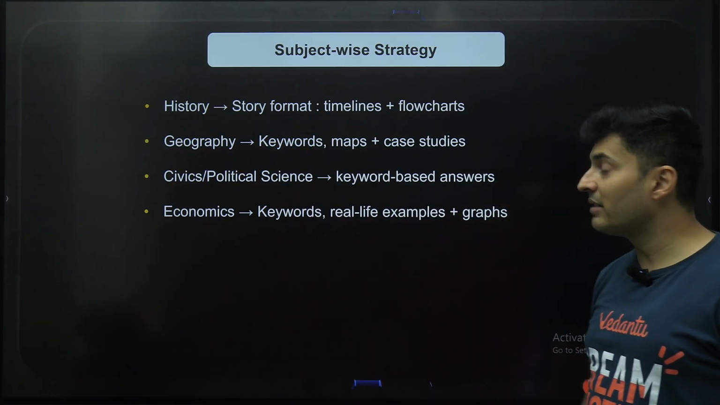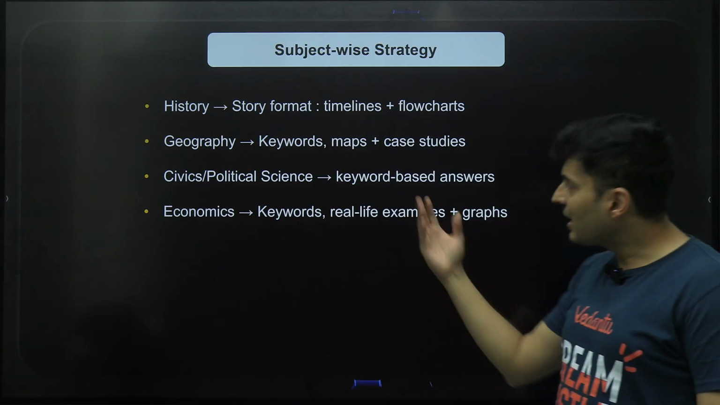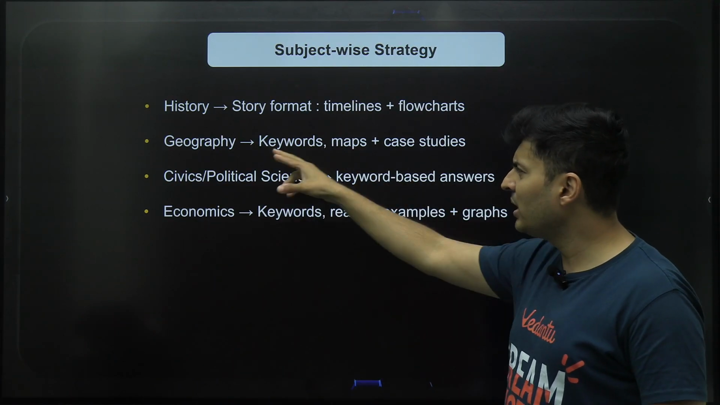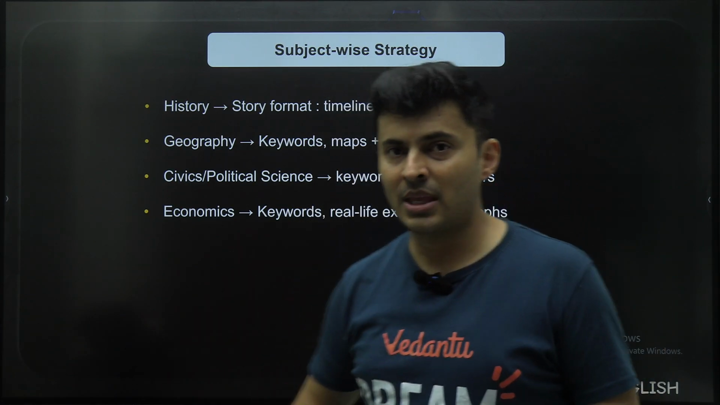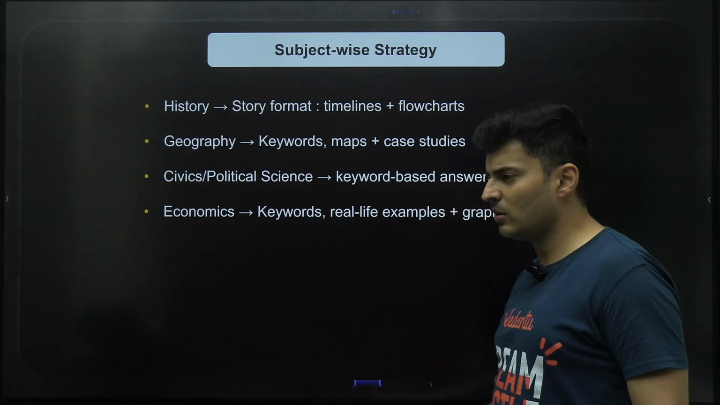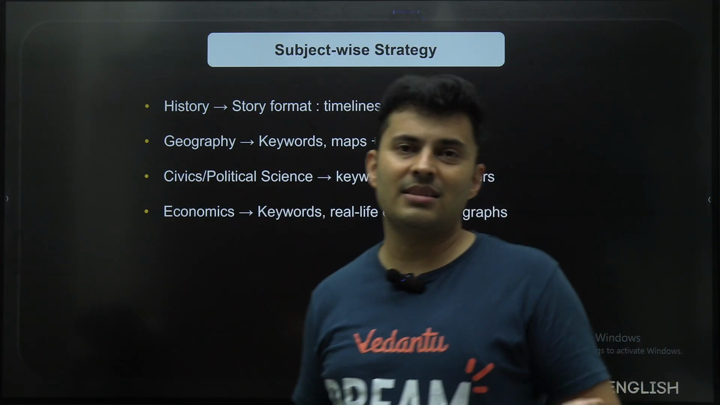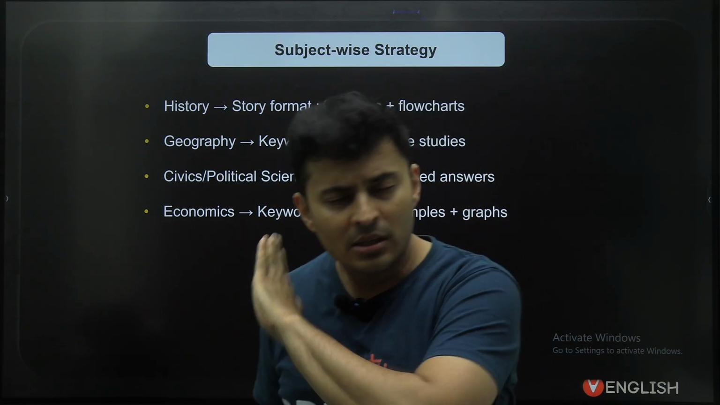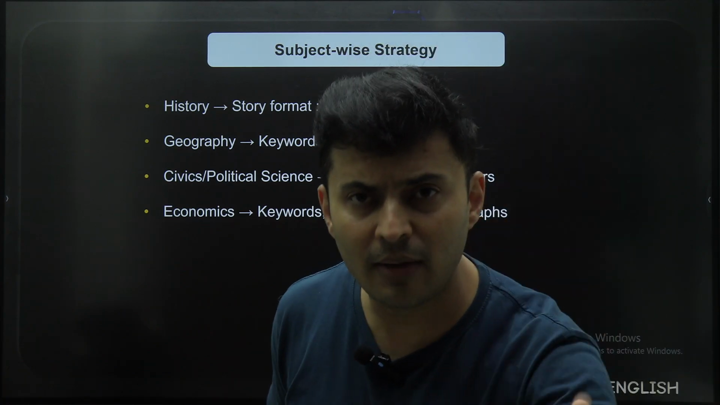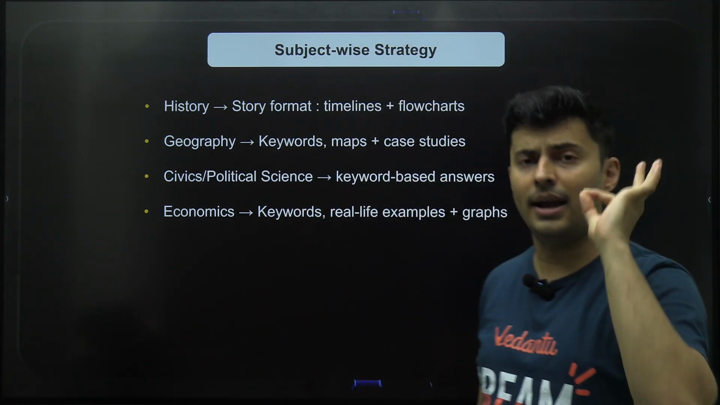When it comes to civics and political science, it's again keyword based. The only difference is in geography, you have to practice a lot of maps. That map work is there and case studies are also there. So practice it. You don't think, "Hi sir, I remember that map. I can do it." Trust me, you can't. You have to do it with your own hand.